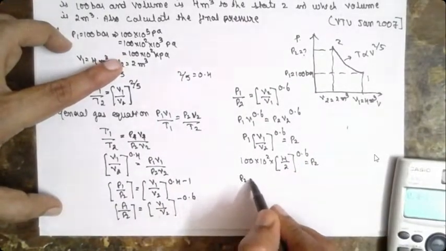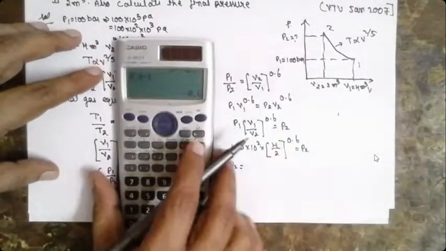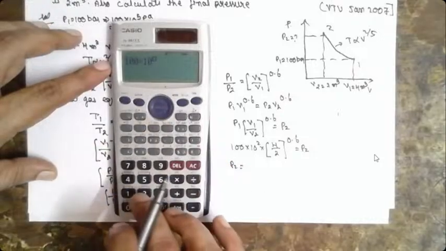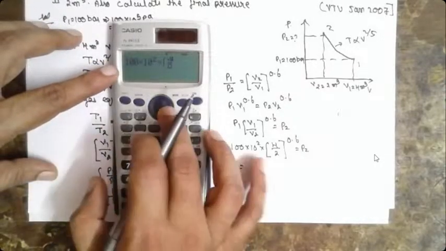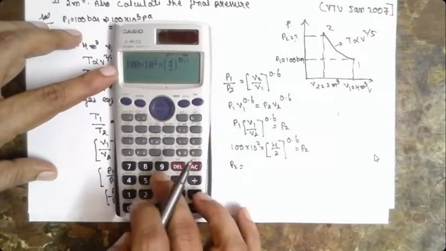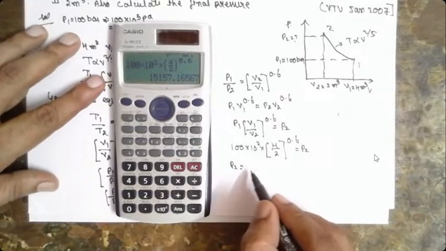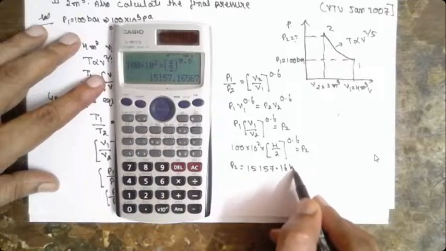If you calculate, the answer will be 100 into 10 raised to 2, into 4 divided by 2 raised to 0.6, is equal to 15157.16 kilopascal. We got the P2 value.